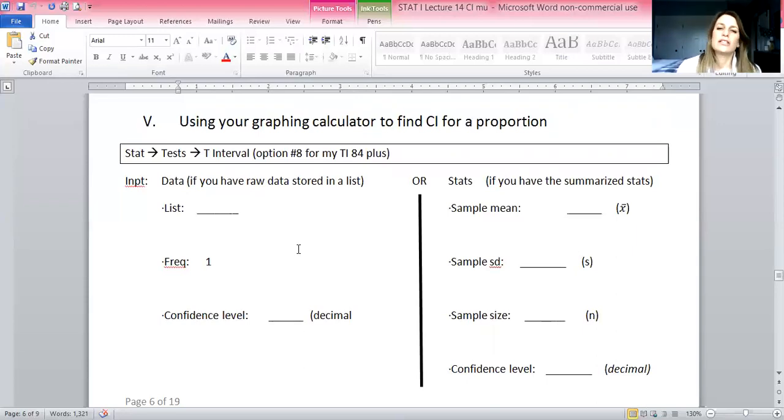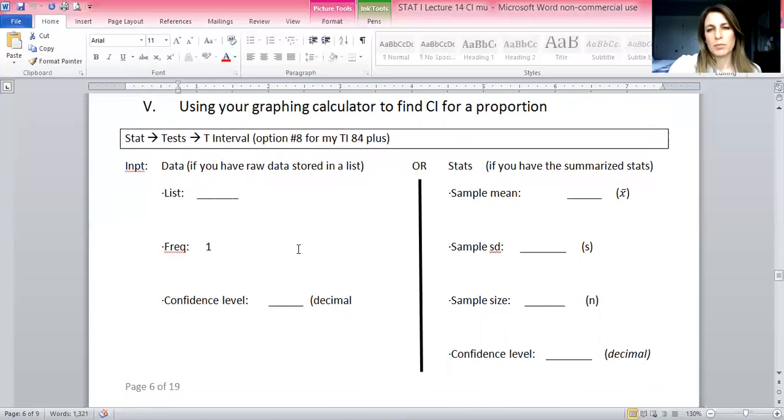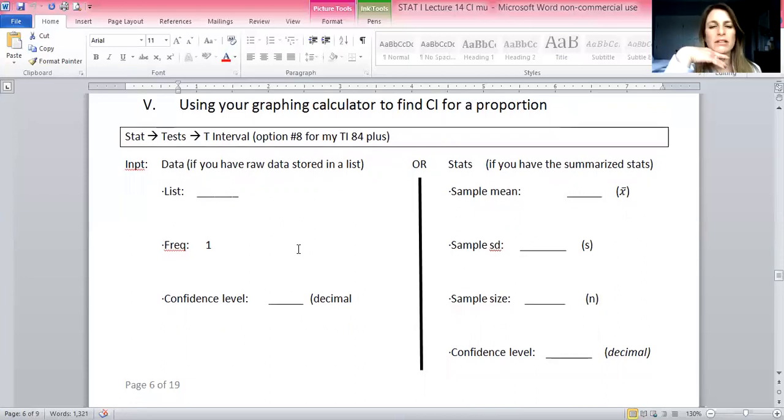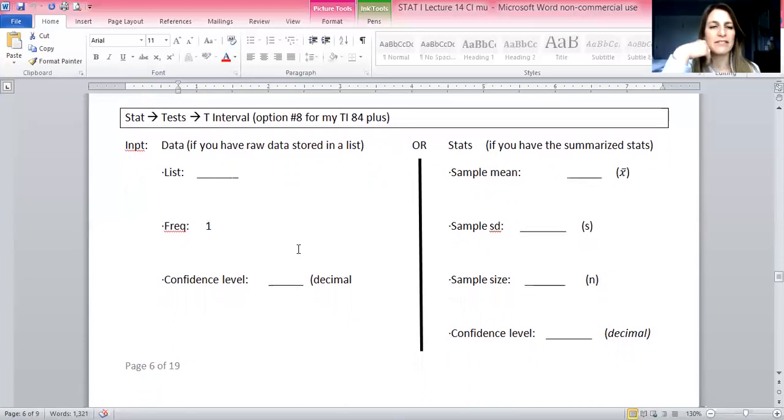Okay, so to find our CI by hand, we already had the calculation above. And to use our calculator, we're going to go to the same place we did for the proportions. But I notice I have to change my heading here. For the means, it's stats, then test, and then I'm going to look at T interval. On my calculator, it's option 8, so it's down a little ways, okay? And I have an 84 plus, just so you know.